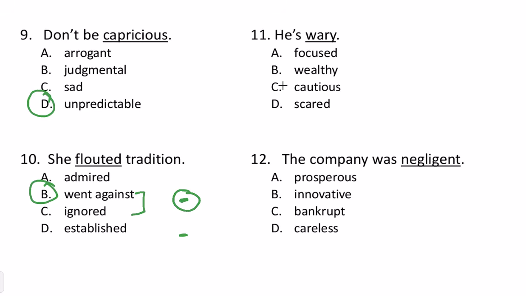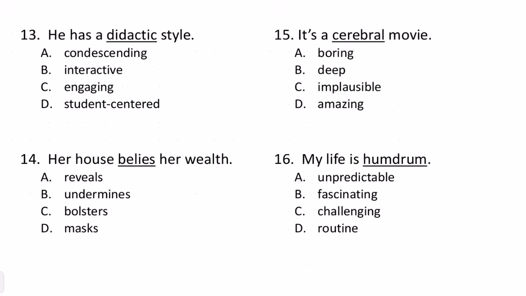He's wary, he is cautious. The company was negligent. The root word here is neglect. Whenever you neglect something, you don't pay attention, so the best answer is careless. Number 13, he has a didactic style. If you think about a didactic teacher, it's a person who always talks down to you, kind of talks to the students like they're stupid. So the best answer is condescending.